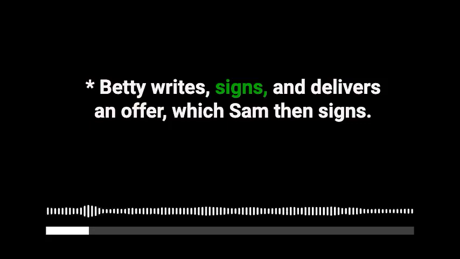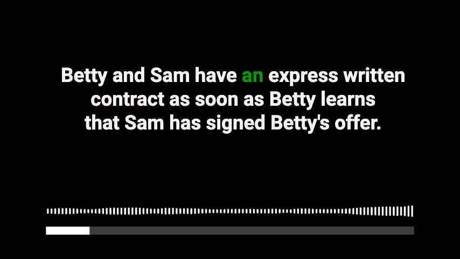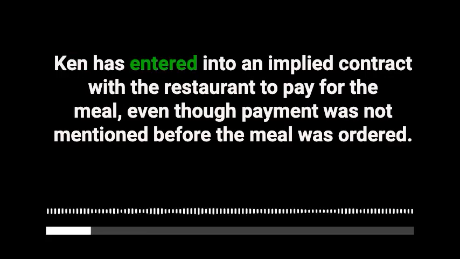Betty writes, signs, and delivers an offer, which Sam then signs. Betty and Sam have an express written contract as soon as Betty learns that Sam has signed Betty's offer. Ken goes into a restaurant and orders a meal. Ken has entered into an implied contract with the restaurant to pay for the meal, even though payment was not mentioned before the meal was ordered.